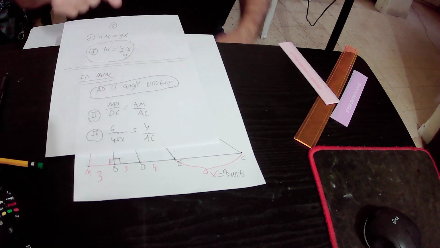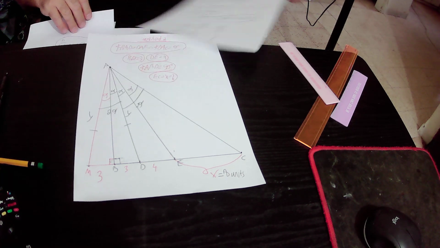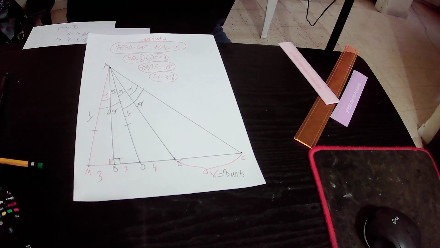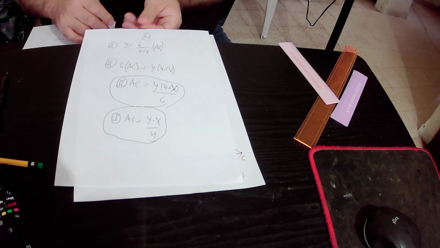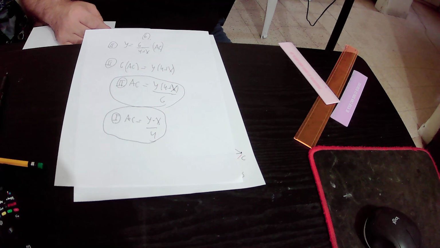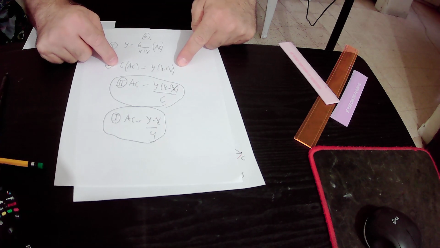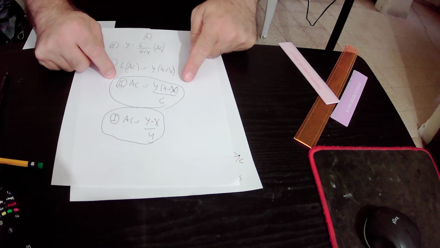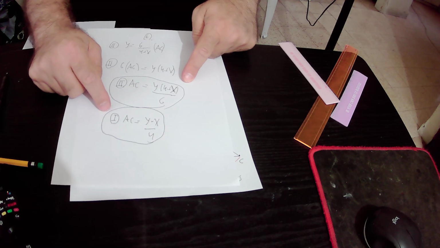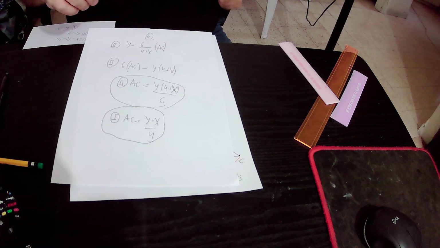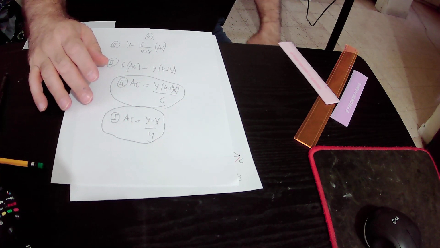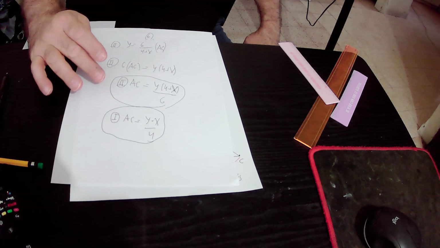We multiply this equality by AC, and we got that Y equals 6 over 4 plus X times AC. We multiplied this equality by 4 plus X, and then we divided it by 6, and we got that the value of AC according to equation number 2 is Y times 4 plus X over 6. And we have already found in equation number 1 that AC equals Y times X over 4.